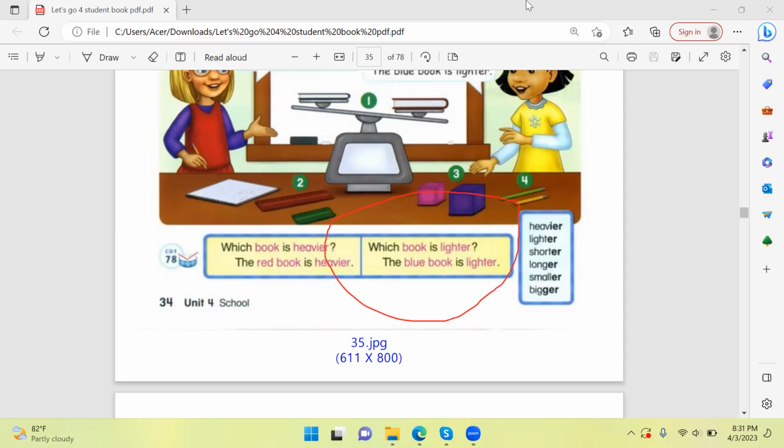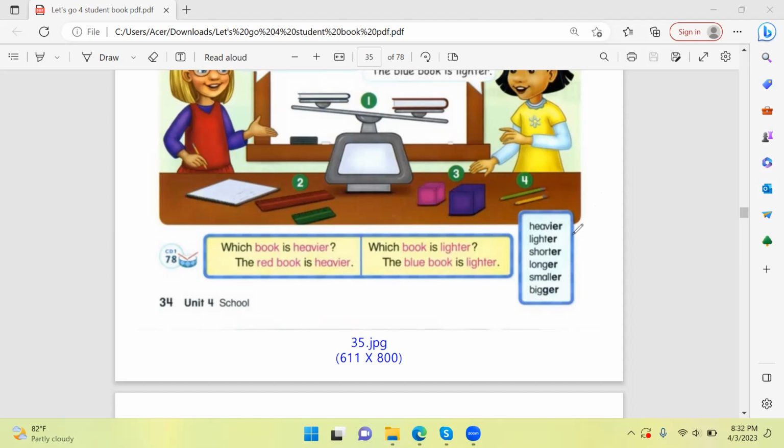Good job. How about this one? Can you please read? Heavier. Very good. This one. Lighter. Very good. How about this one? Shorter. Very good. How about this one? Longer. Very good. How about this one? Smaller. Very good. How about this one? Bigger. Okay, very good.